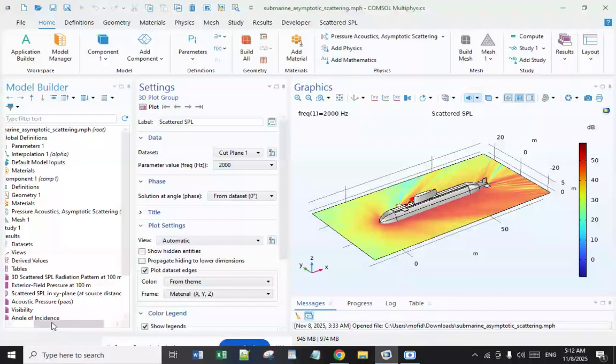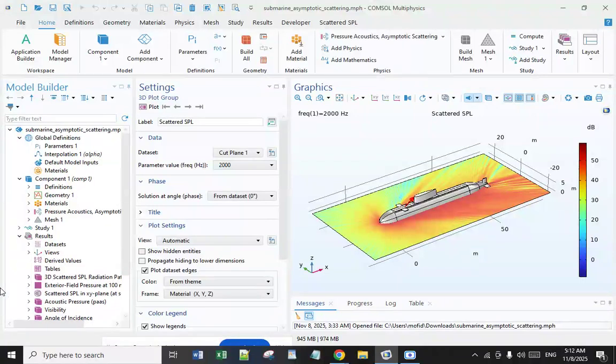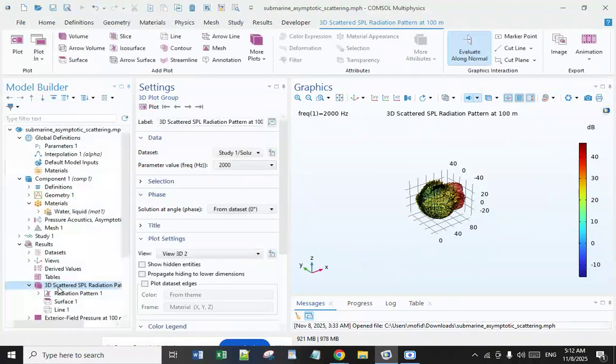And the physics that I have used is pressure acoustics and asymptotic scattering. And the material which I have used is water as a liquid. And you can see the three-dimensional scatter SPLs.